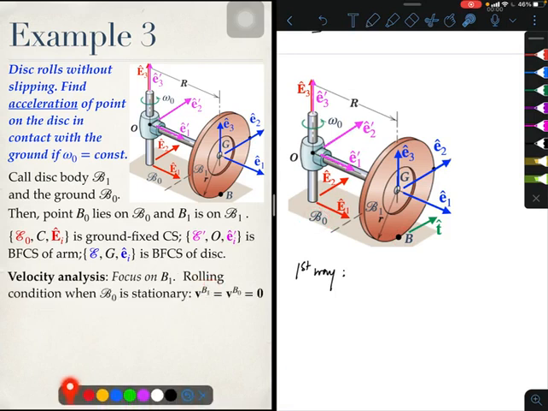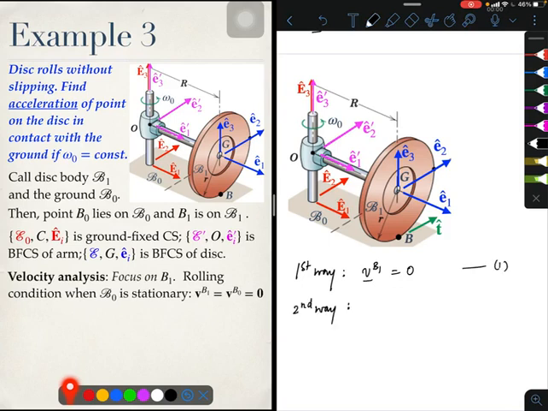We will use the rolling condition number 1, which said that when the body B0 is stationary, in this case the ground is stationary, then the velocity of B1, the point B on the disc, will equal the velocity of the point B on the ground, VB0, which, because the body B0 is stationary, will be 0. So the rolling condition leads to the formula that VB1 is 0. Let's call this equation 1.